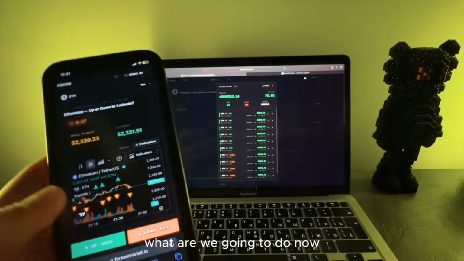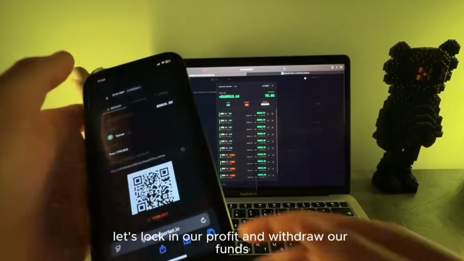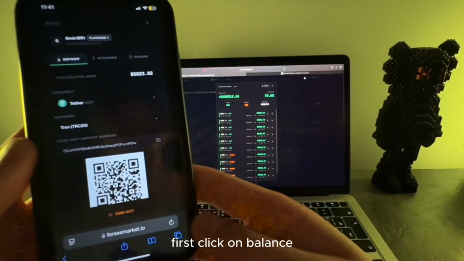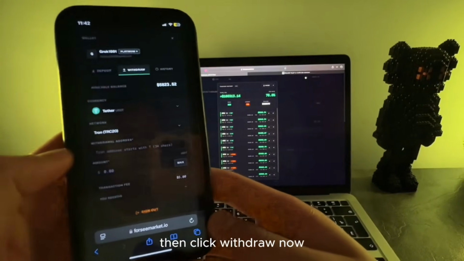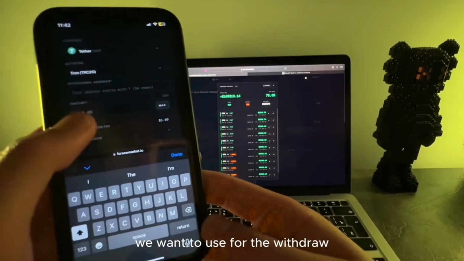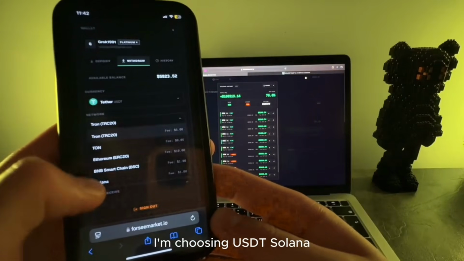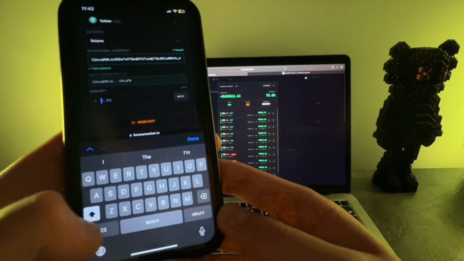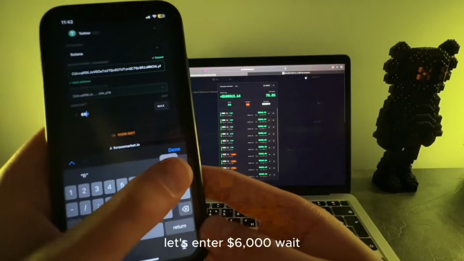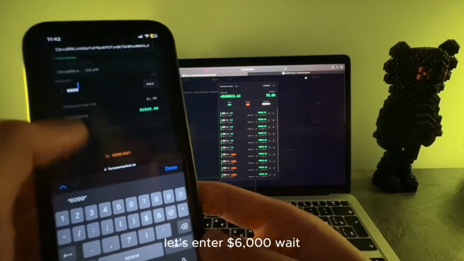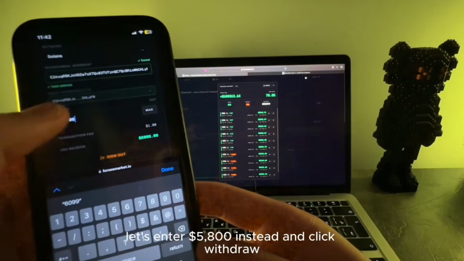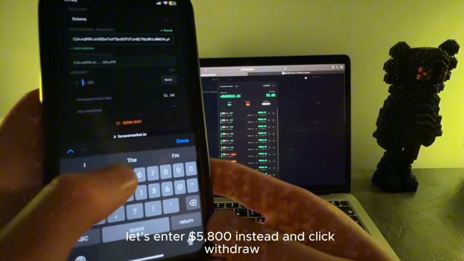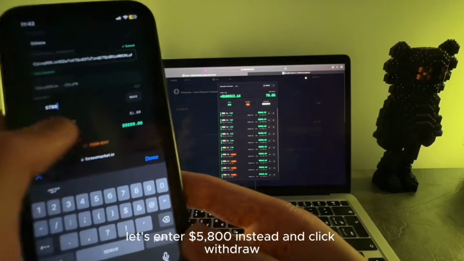What are we going to do now? Let's lock in our profit and withdraw our funds. First, click on Balance, then click Withdraw. Now we need to choose the network we want to use for the withdrawal. I'm choosing USDT Solana because it's more convenient for me. Let's enter $6,000. Wait, I don't have $6,000. Let's enter $5,800 instead and click Withdraw.